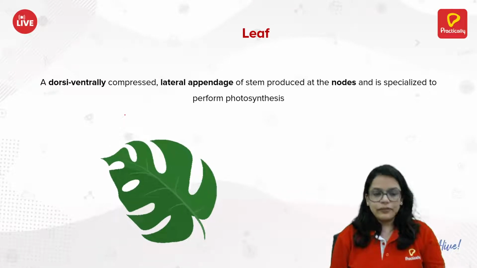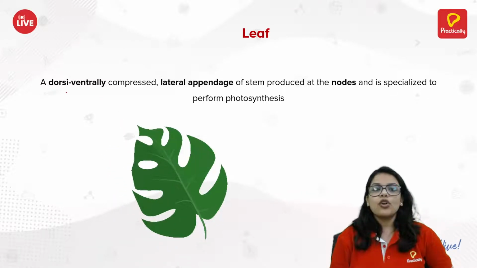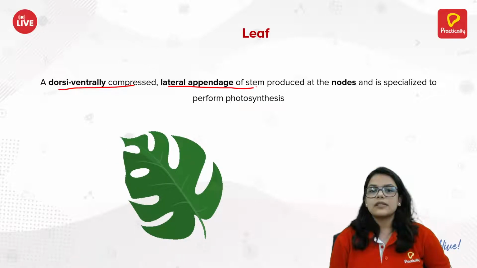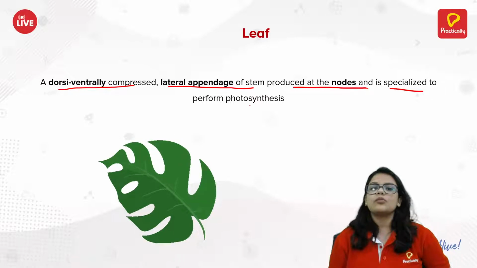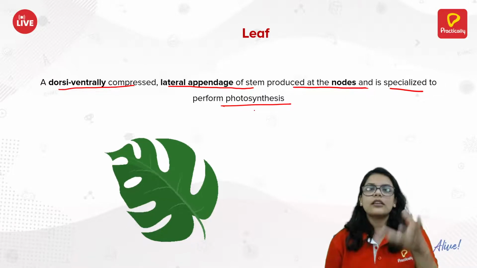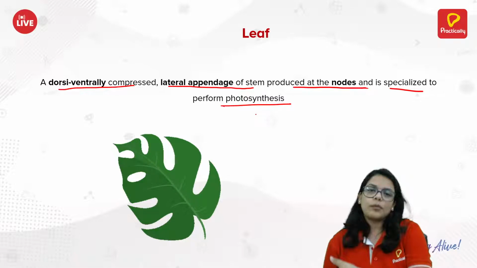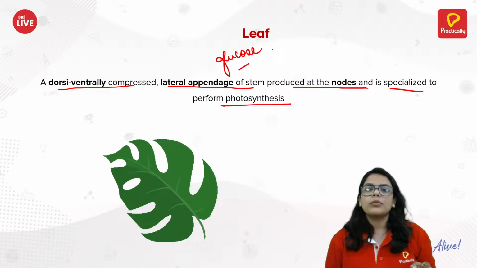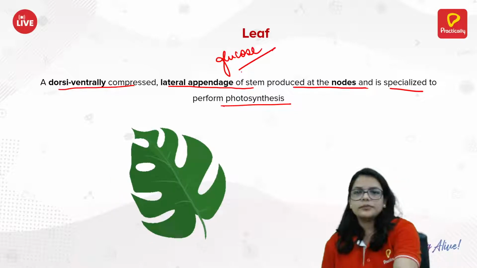Then there is the leaf. The leaf is a dorsiventrally compressed lateral appendage of the stem, produced at nodes and specialized to perform photosynthesis. As I said, this is like the kitchen of a plant. This is where the photosynthesis is happening. This is where the food is being formed. When it happens, glucose is formed and everything. So the leaf is what is providing the nutrition to all of the plant.